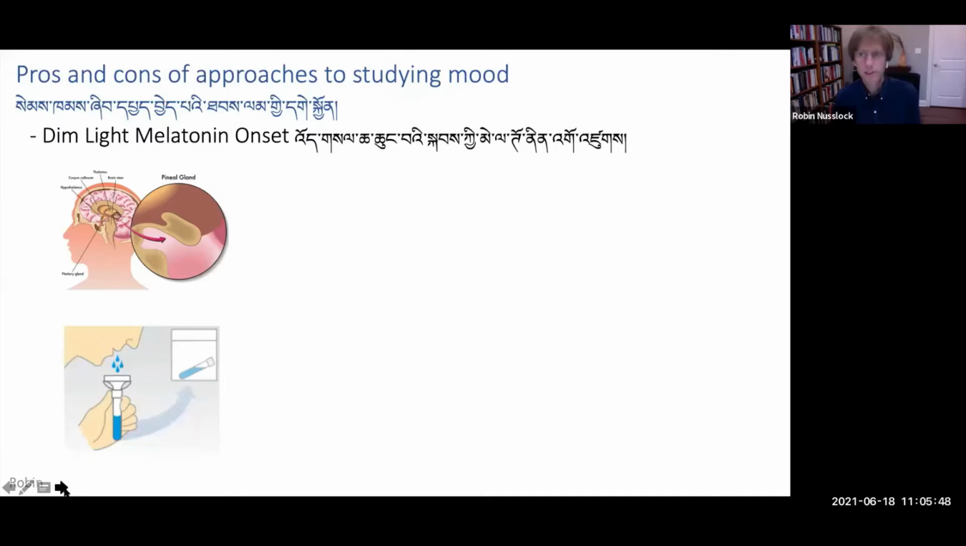And so to study melatonin, we would have people spit into a little tube multiple times per day as they're approaching their bedtime. And we can get a measure of how quickly or at what time their biology is preparing to fall asleep.